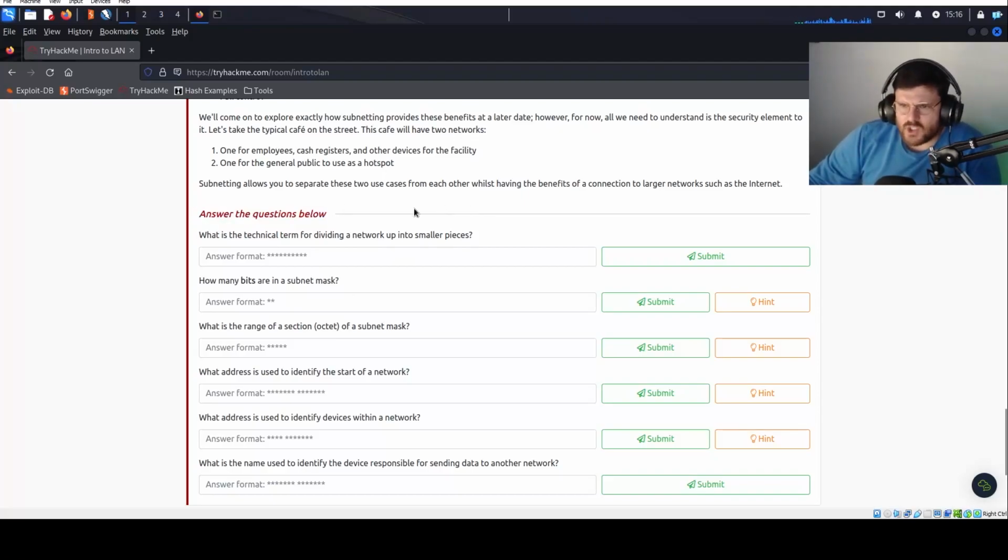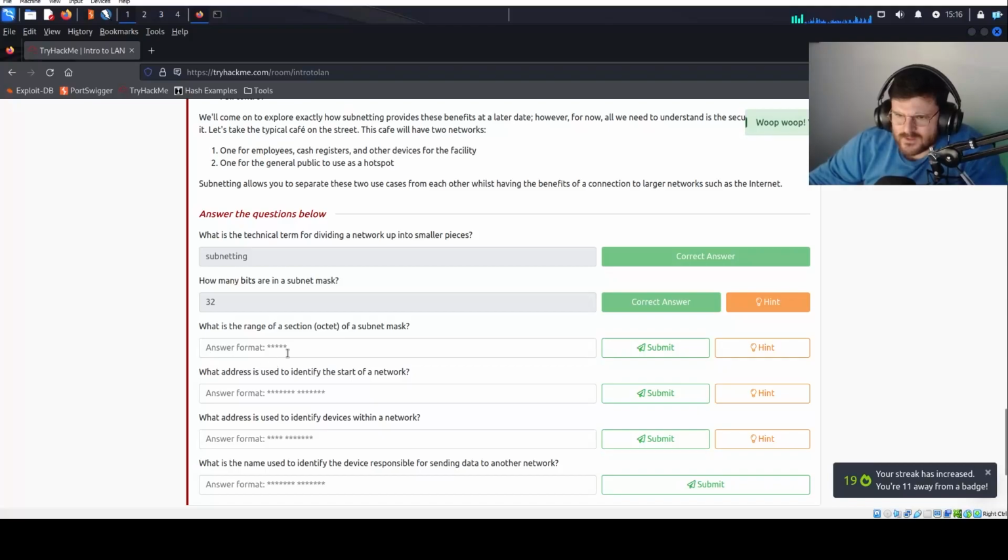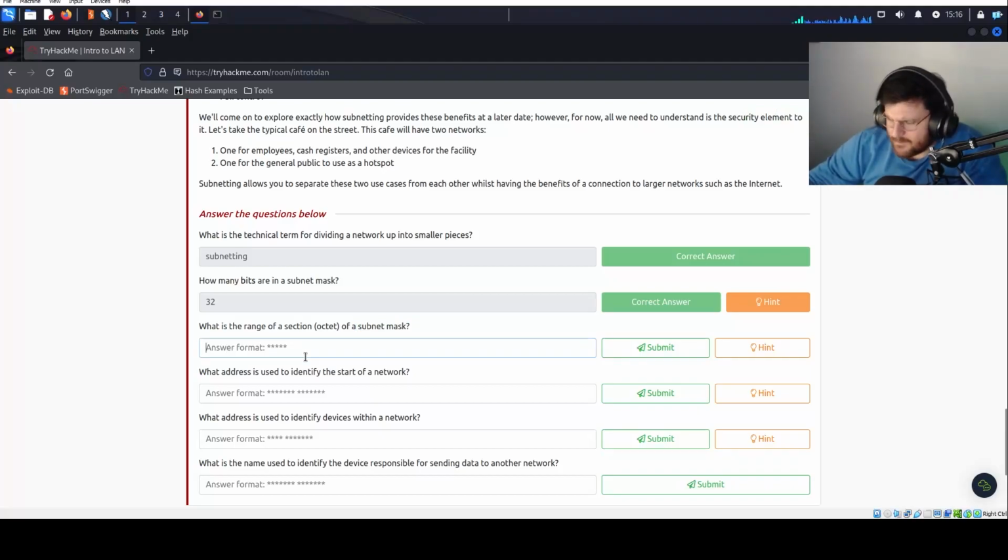Answer the questions below. What is the technical term for dividing a network up into smaller pieces? Subnetting. How many bits are in a subnet mask? 32. What is the range of each octet of a subnet mask? From 0 to 255.